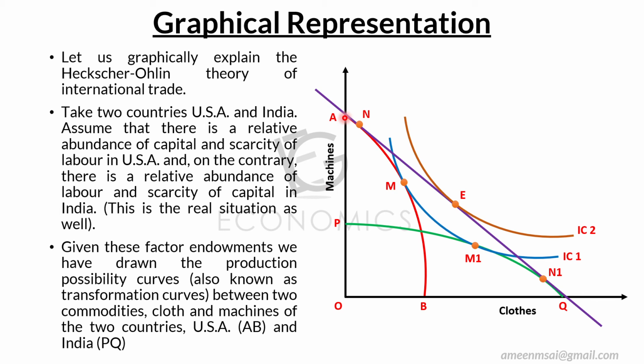The production possibility curve AB of USA is more on the side of machines because it is a capital abundant country and it produces more machines. The production possibility curve of India is more on the side of clothes because it is a labor abundant country. USA produces more machines and less cloth, and India produces more cloth and less machines.